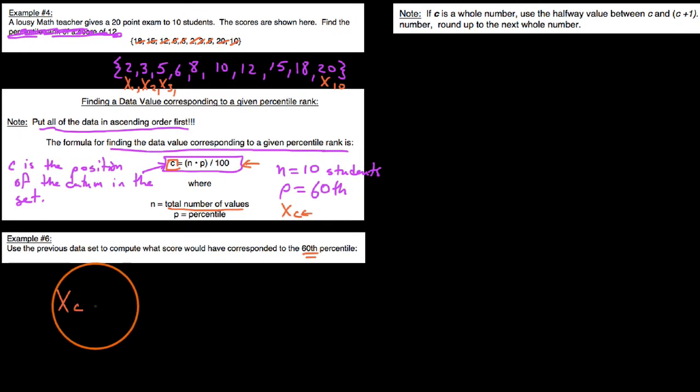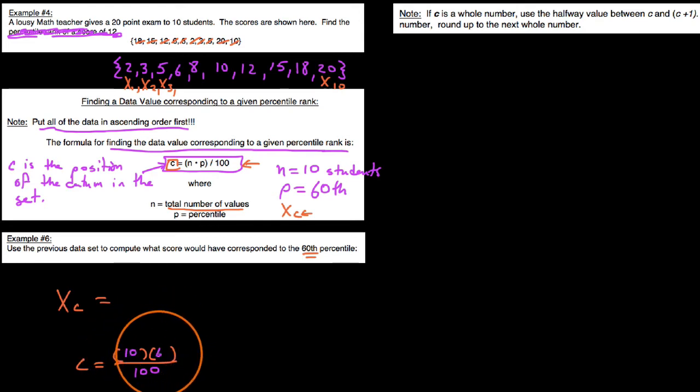So we say we need to find x sub C, where we need to find C first. So we say C is N times P over 100. I'll go ahead and drop that in there. And we say our N, in this case, we have 10 data, and we want the 60th percentile. So very, very easily we can calculate this. We say it's really just 600 over 100.